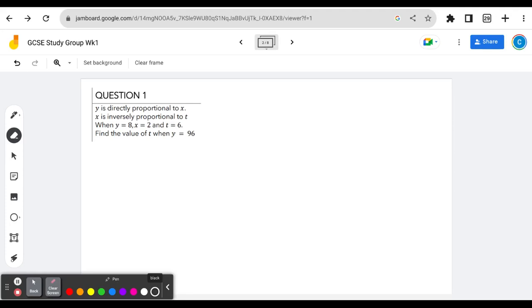Question 1. The first line tells me that y is directly proportional to x, so I'm able to make this equation y equals kx, creating that multiplier of proportion. And then the next line tells me that x is inversely proportional to t. When it's inverse proportion, we create an equation that has a division.